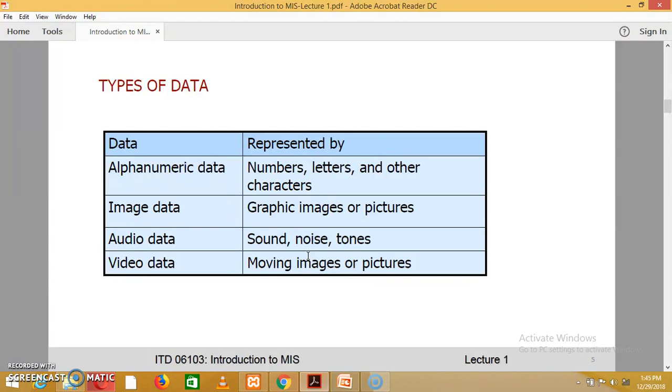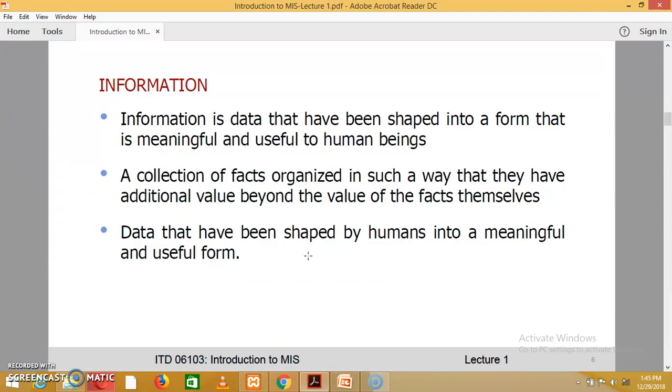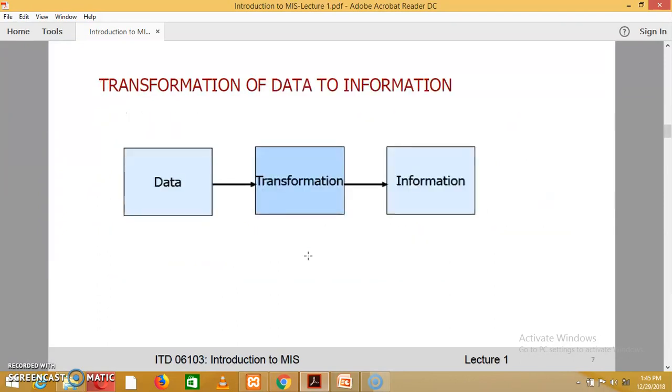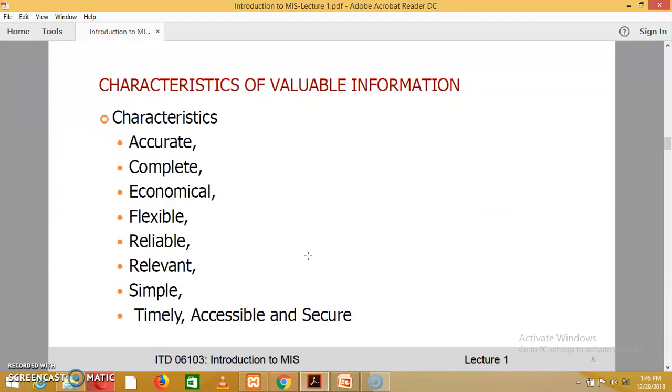So when we're talking about information, what are the characteristics if we want to say this is information? Is it enough that it has been interpreted to be a good, accurate information? So we have to know some characteristics of information. Good information should have these characteristics: it should be accurate, complete, economical, flexible, reliable, relevant, simple, timely, accessible, and secure.